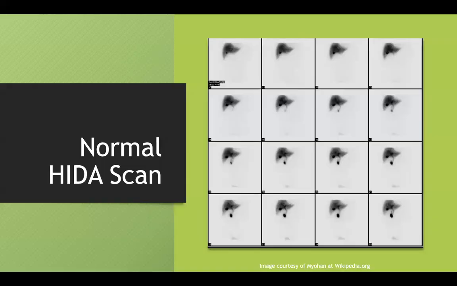Here's a normal HIDA scan where everything's working well. I want you to recognize that the gallbladder here is visualizable in each of these. They won't give you a HIDA scan photo, but I just wanted to explain the process. That's why a failure to visualize the gallbladder is suggestive of acute cholecystitis, because the contrast can't make it in through the cystic duct and into the gallbladder.